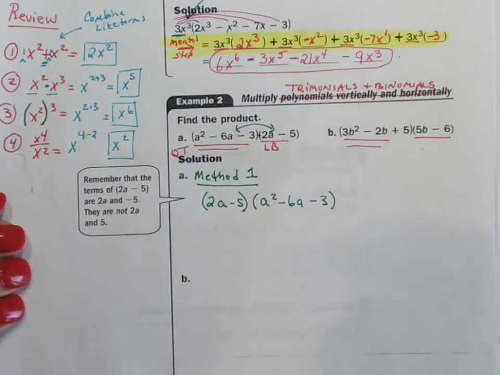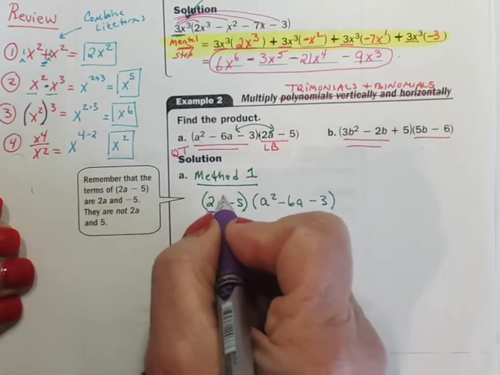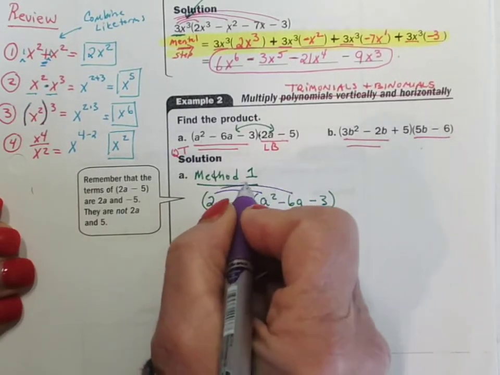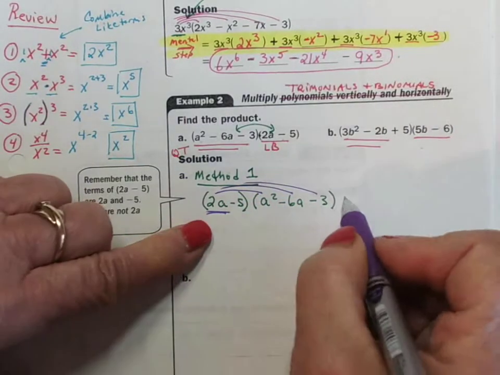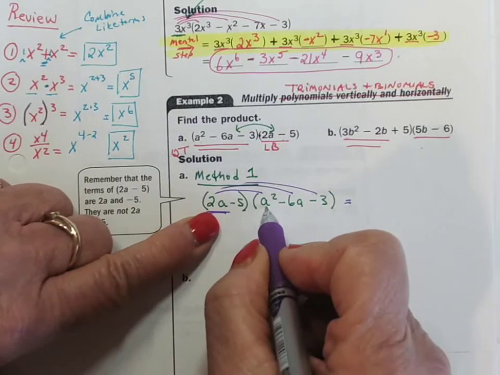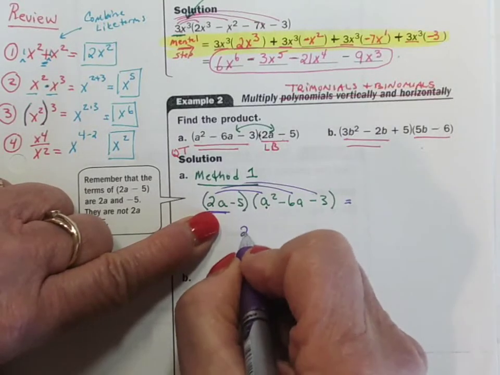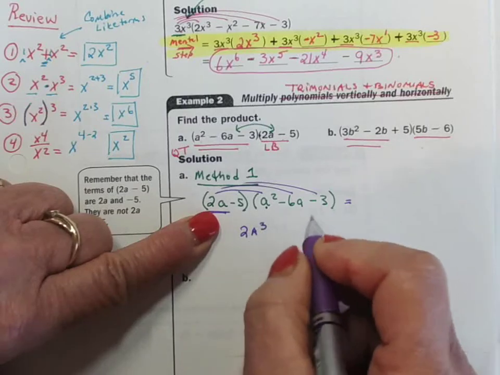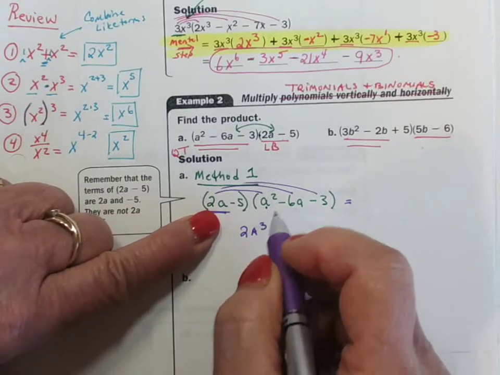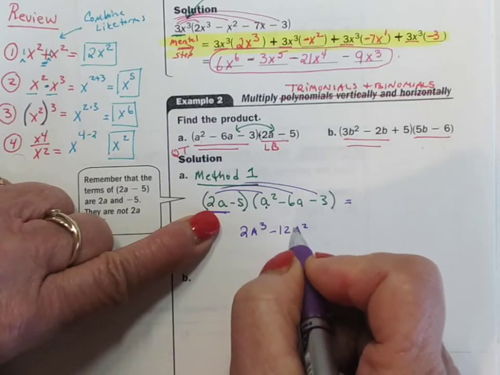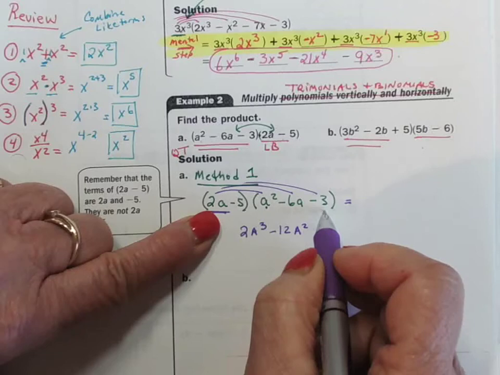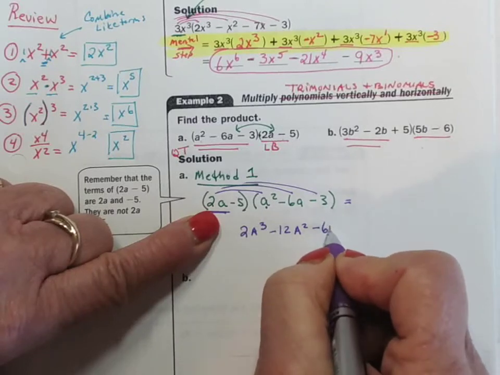So what we're going to do is, I call this double distribution. We're going to take this first term and we're going to multiply it with those three terms. So we are going to take these two and we're going to get 2a cubed. We're going to multiply these two, negative 12a squared. And we're going to multiply these two, negative 6a.